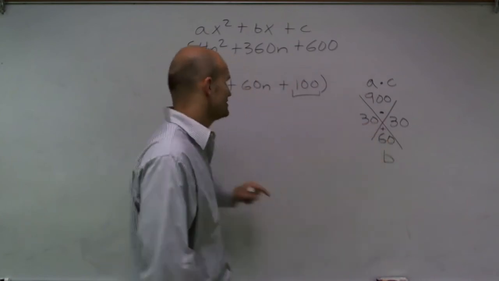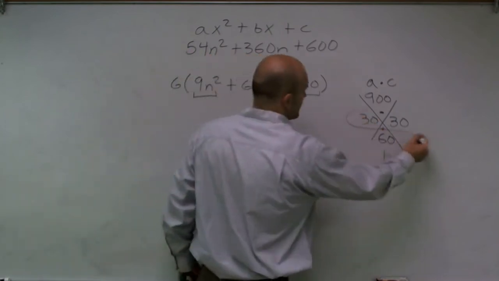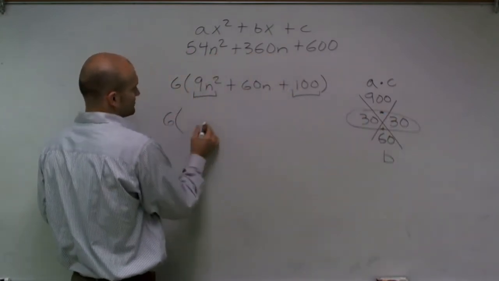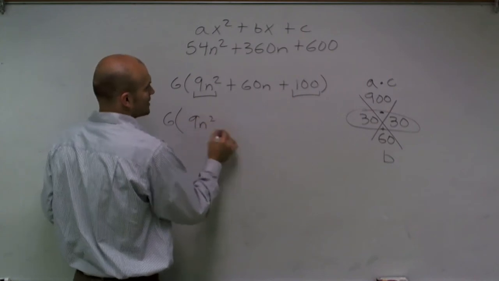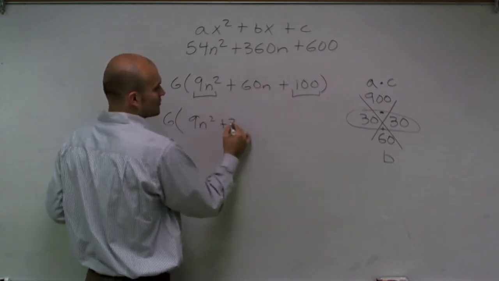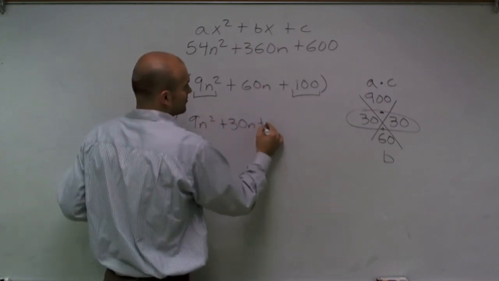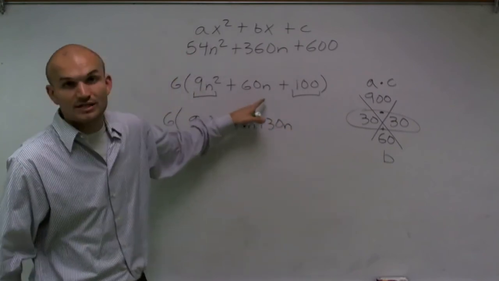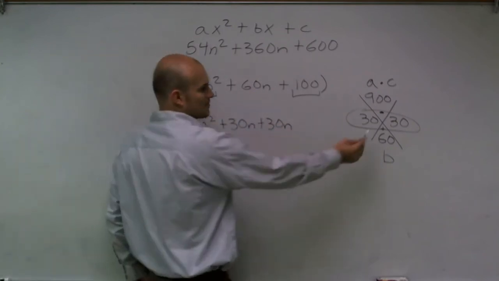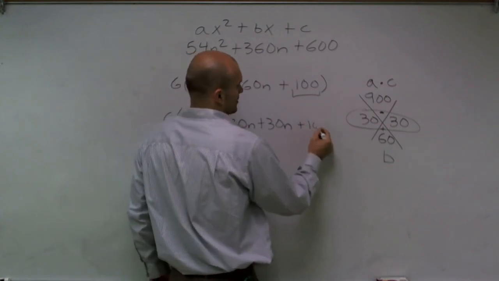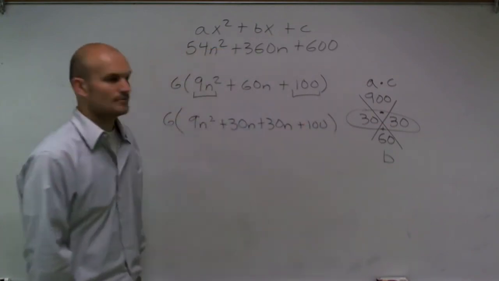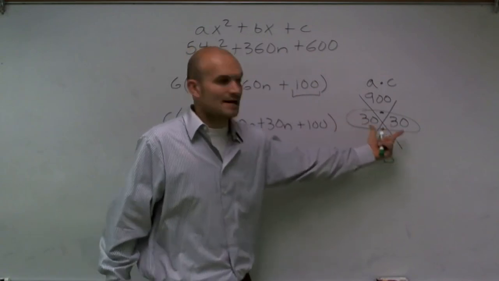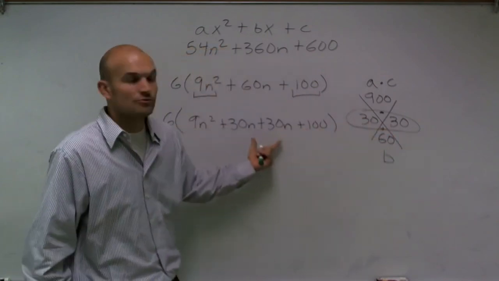30, 30, and 60. What I'm going to do is rewrite my middle terms that I just figured out. So I'm going to have 6, parentheses, so I have 9n squared. Rather than writing 60n, I'm going to write 30n plus 30n. 30n plus 30n would give you 60n, right? I got the 30 plus the 30 from right here, plus 100. So all I really did, by using this diamond method, was determine what I could rewrite my 2 middle terms as.